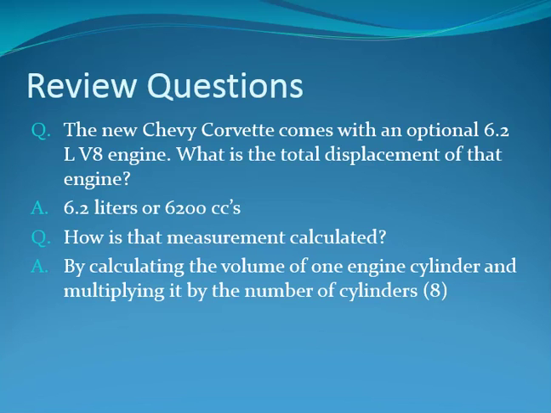So let's review. The new Chevy Corvette comes with an optional 6.2-liter V8 engine. What's the total displacement of that engine? That's right, it's 6.2 liters, or 6,200 cc's. How is that measurement calculated? By calculating the volume of one cylinder and multiplying it by the total number, 8.